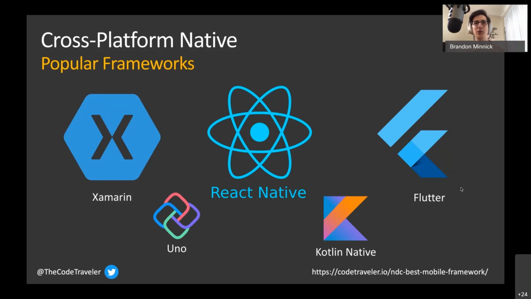Uno lets you build a cross-platform native app using the UWP XAML. So if you are a UWP developer and you already know how to build apps for UWP, well, go check out Uno. It's a great solution. You can still build iOS and Android apps and still use the language you know and love with UWP and XAML. Kotlin Native, same idea, but you can build cross-platform apps with Kotlin. So maybe you are an Android developer, you've only used Kotlin, but you also want to build iOS apps. Check out Kotlin Native.